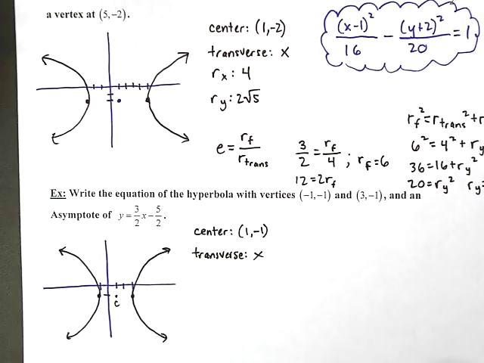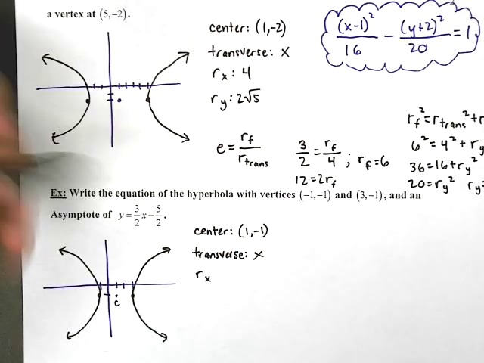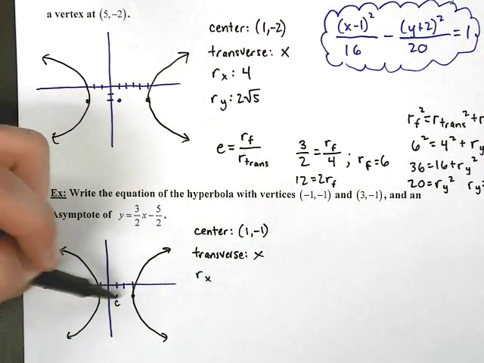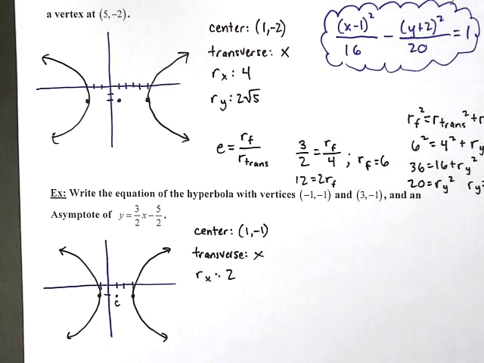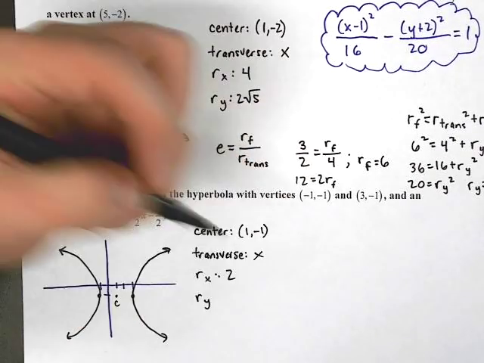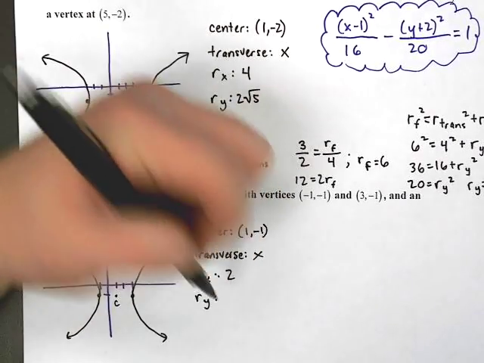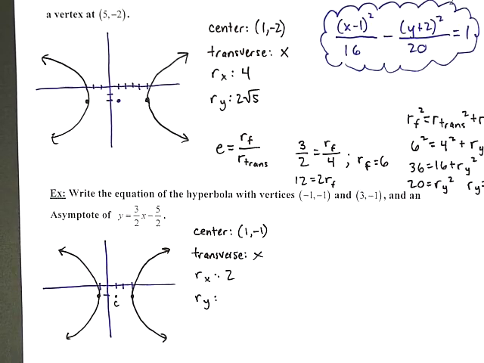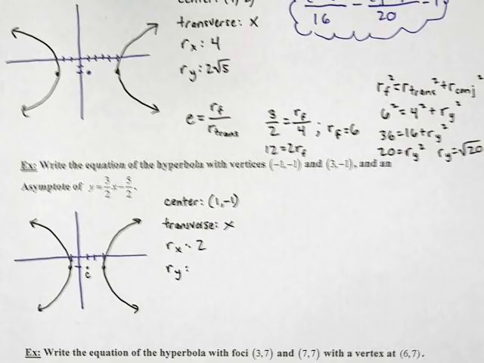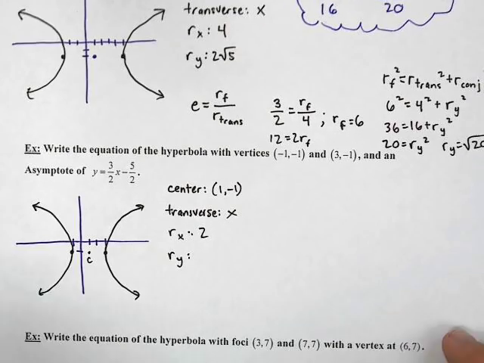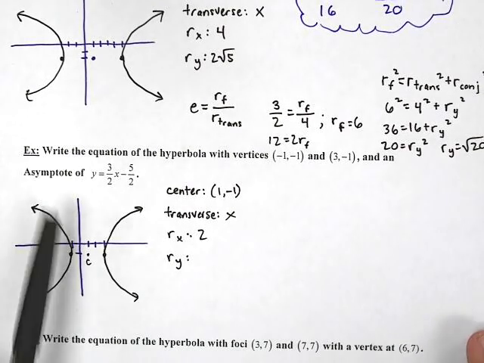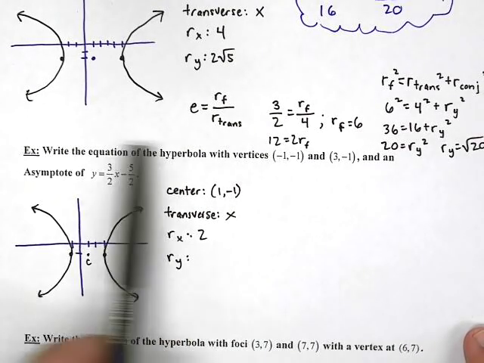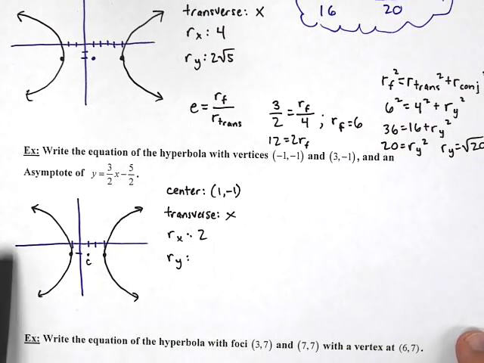Transverse, we just said, was x. R sub x we have. If we have the center and we have a vertex, we know that r sub x is 2. And here we go. R sub y, we're not there yet. We're looking for it. But this next part is actually pretty easy, I think. If you can remember, and think about this. We have everything now from our picture, like our vertices that we drew in.